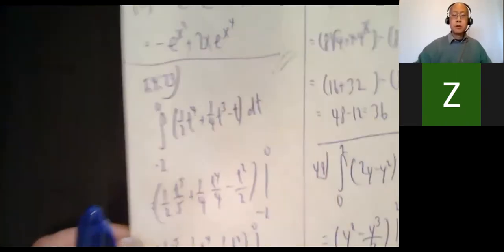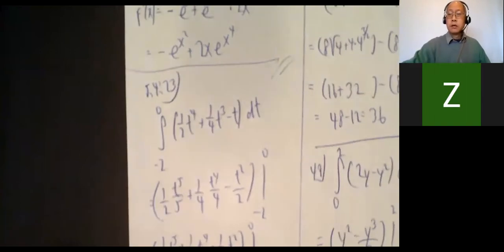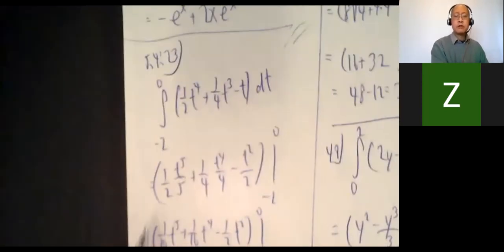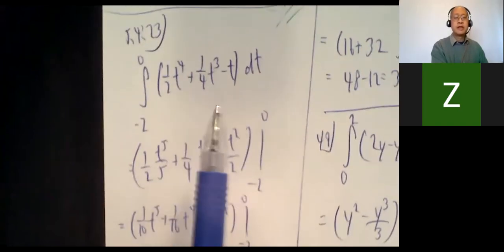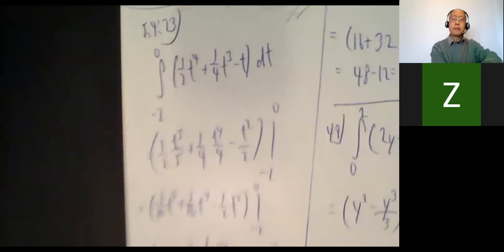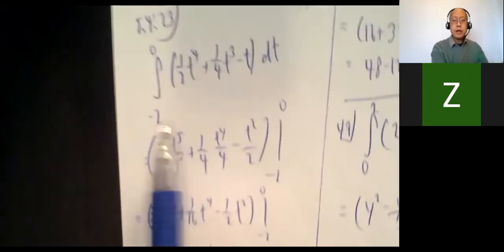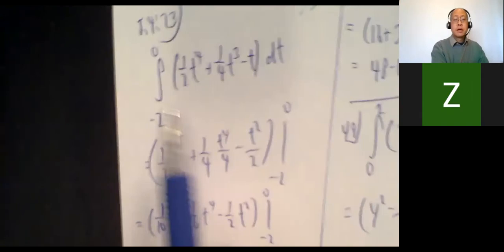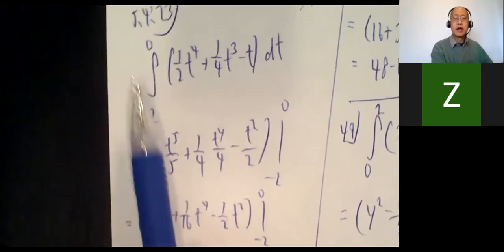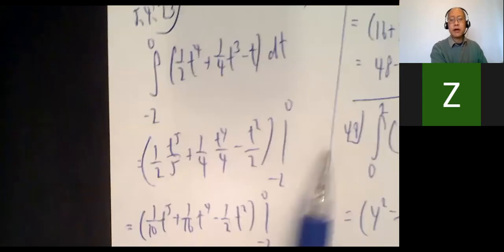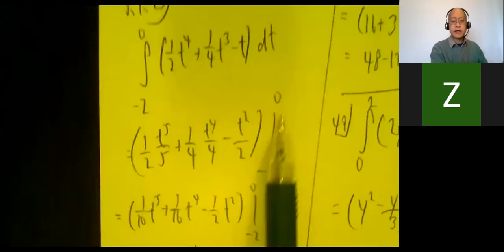So 5.4, number 23. Integral from negative 2 to 0 of 1/2 t^4 plus 1/4 t^3 minus t dt. This should be pretty straightforward. It looks like a bunch of power rules. Notice the symbol, and I want you to follow the symbol. I can take off points even if you got everything else right, if you don't have the correct symbols. The funny looking S at the beginning is on the left side. After you integrate, it migrates over to the right side and straightens out, negative 2 to 0. That's just a convention.